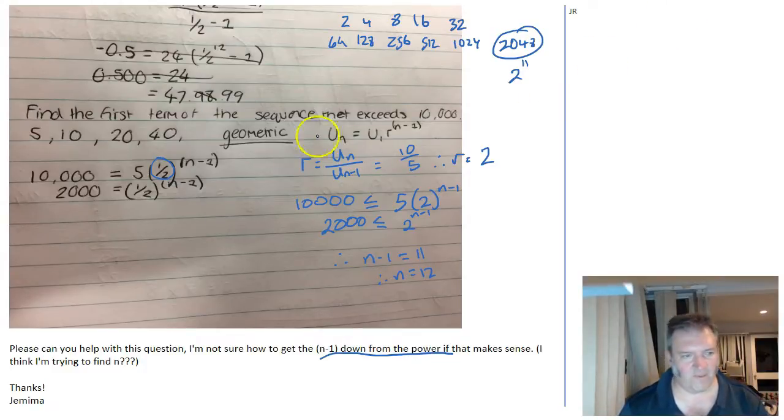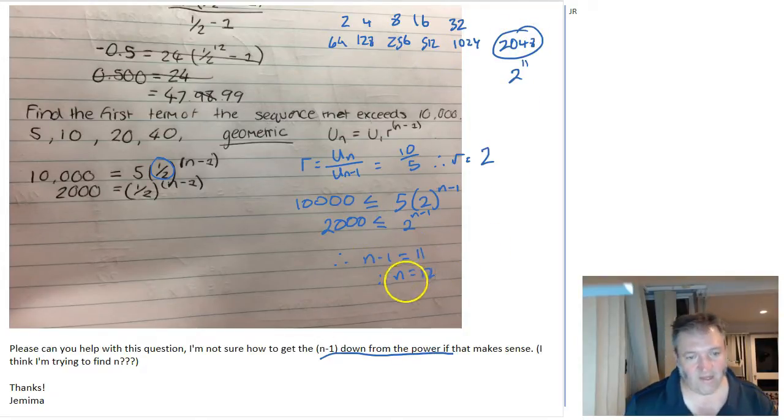10,000. Yes, not 2,000, 10,000. That was an equivalent question once we got to it. So the first term to exceed 10,000 means the same as saying I need 2 to the power of something to exceed 2,000. The power was 11. The 11th power is the first one over 2,000. So that must mean the 12th term of the sequence is the first one over 10,000. Let's check and see if that's true.